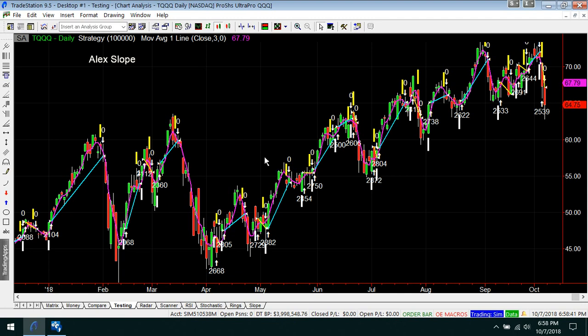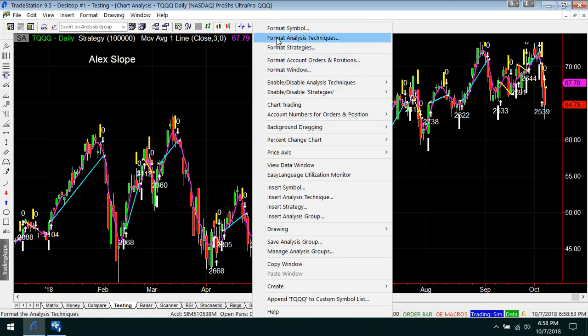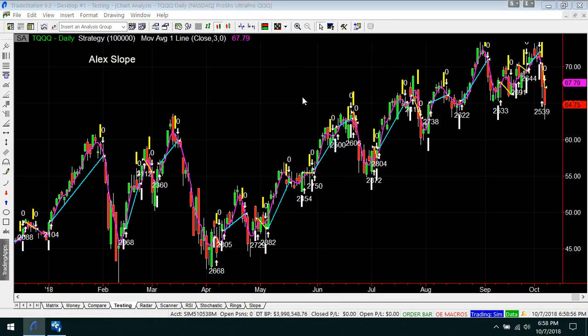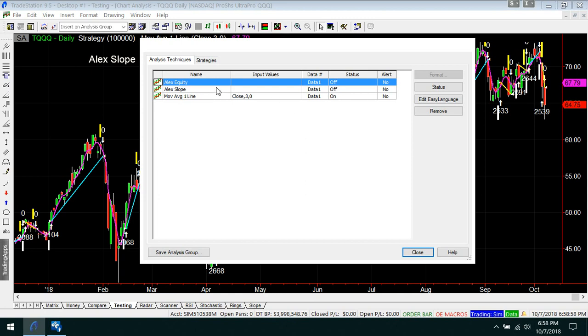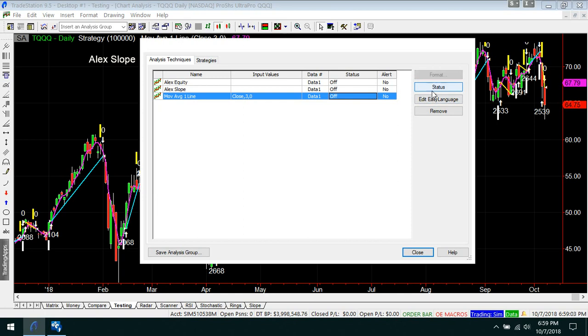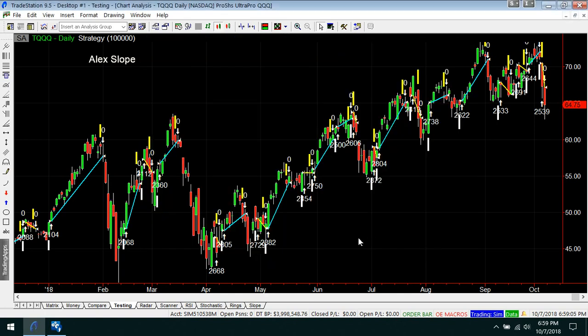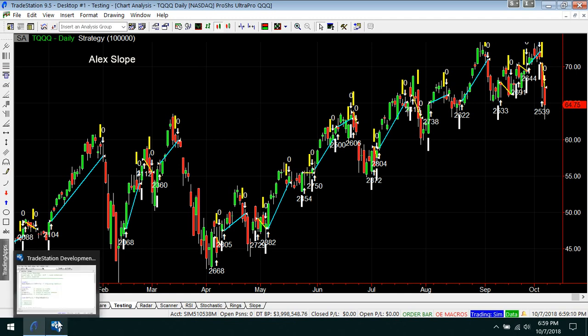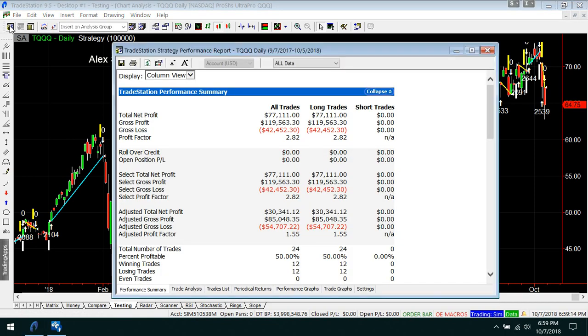Now, having seen that, I think we'll take the moving average off because we don't need to really see that anymore. So let's go to the analysis techniques and get rid of that moving average so that the chart's a little cleaner. That's a little better now. And now we can look at the performance report and the EasyLanguage. So I'll start with the performance report.